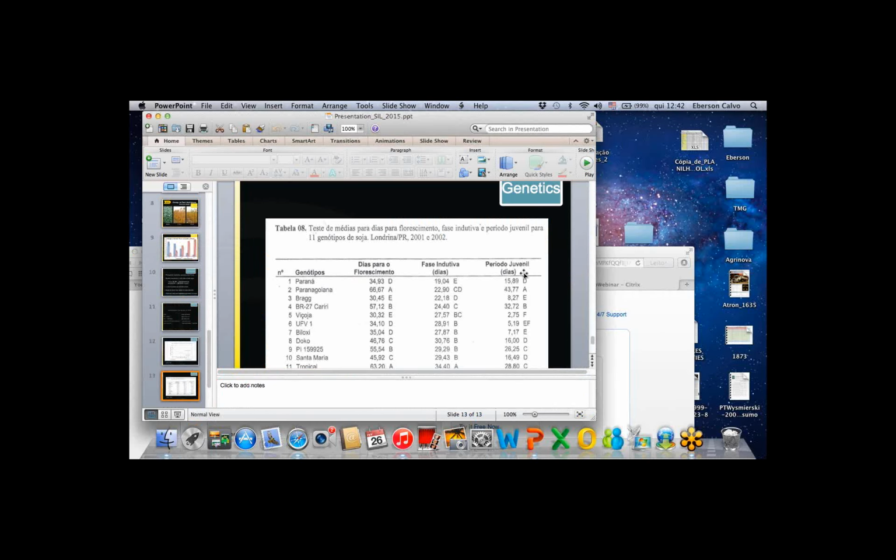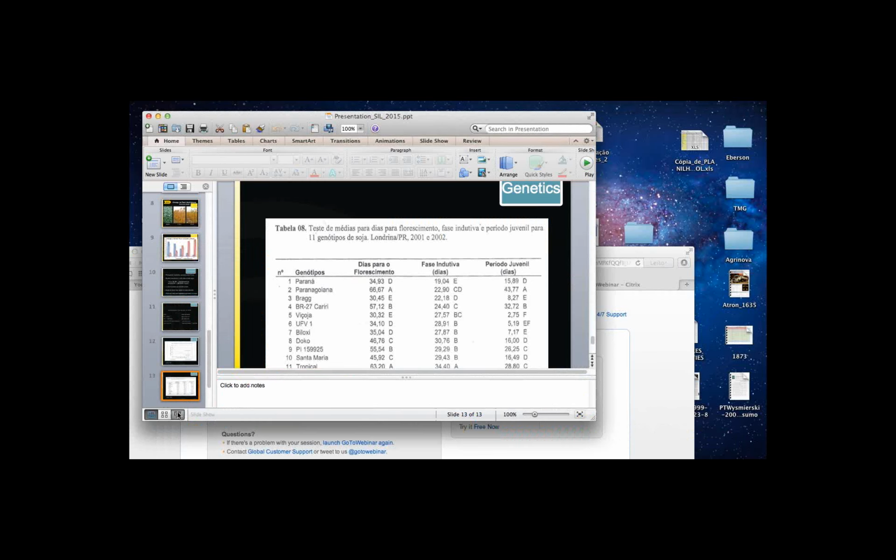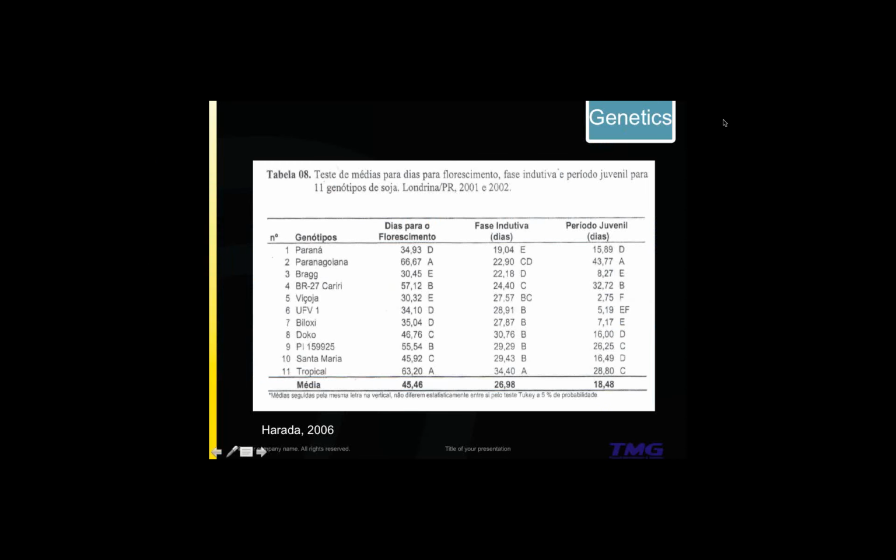Okay, if you compare Paraná with, for instance, Biloxi, Biloxi is a material that we would say is a conventional type of line for us. So Paraná does have a degree of juvenile trait.